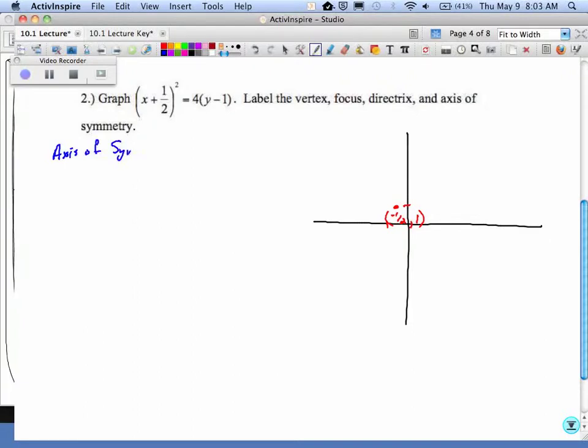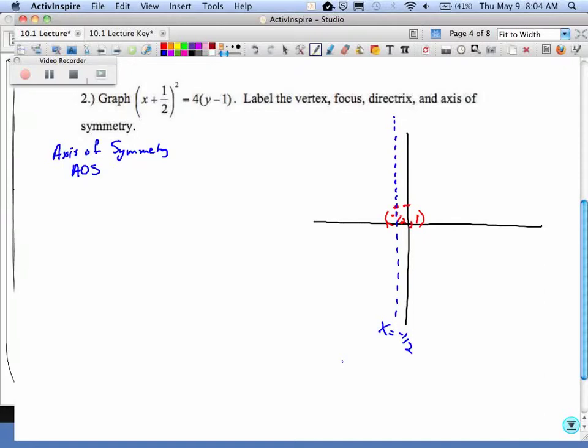Well, how do we already know where the axis of symmetry is located? It's going to go through the vertex. But is it up or down or left or right? Up or down. Because x is being squared, I already know that the axis of symmetry is running up or down. And so let's just go ahead and label it on here. It'll be x equals negative 1/2. It's a vertical line, so you label it with x equals some number.